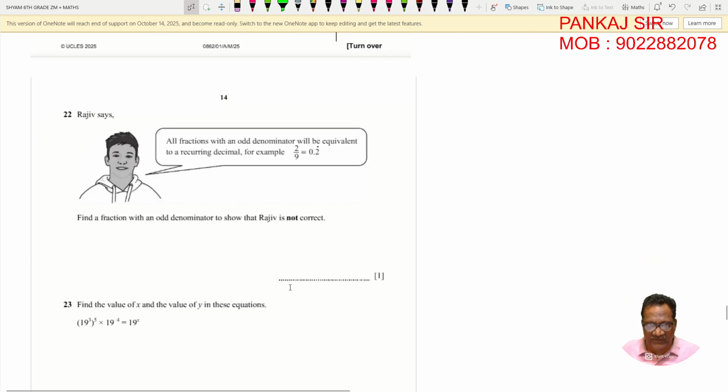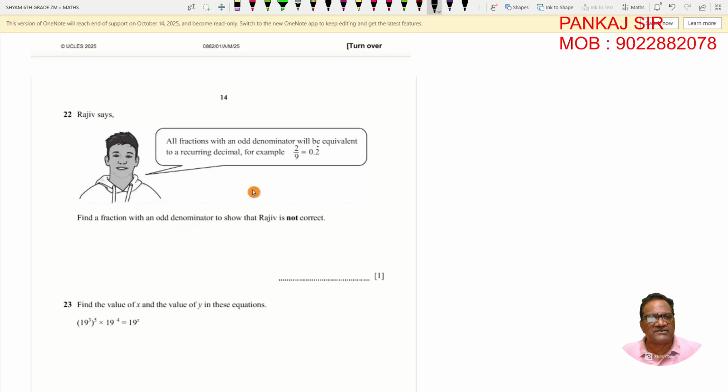Now what 22 has to say is, Rajiv says that all fractions with an odd denominator will be equivalent to a recurring decimal. For example, 2 upon 9 is equal to 0.2 recurring. Okay, now this is what Rajiv says. So find a fraction with an odd denominator to show that Rajiv is not correct.